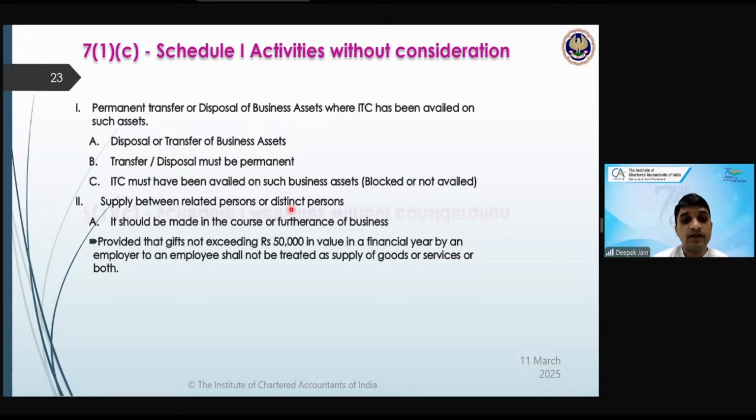Supply between related persons or distinct persons should be made in the course or furtherance of business. Any supply between related persons or distinct persons should be made in the course or furtherance of business.